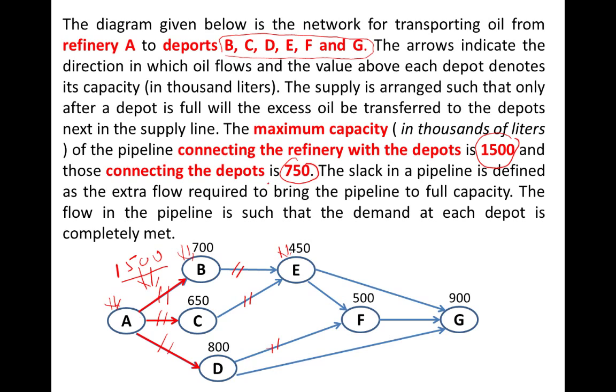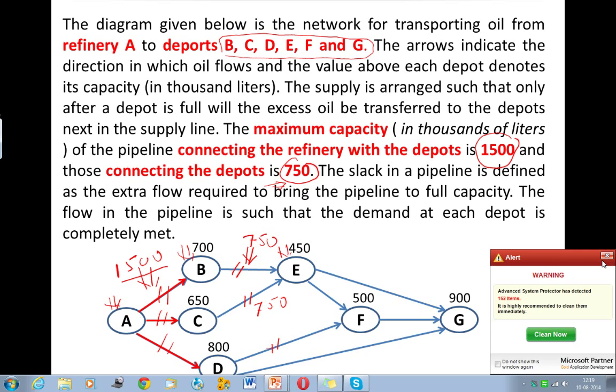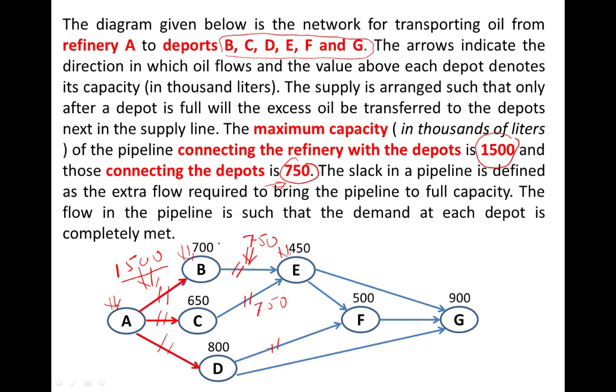Whereas this 750 is the capacity of the pipeline connecting depots. That means this pipeline B to E, which connects depots, its capacity is 750. Same way the pipeline connecting C to E, this capacity is 750. So all these pipelines which are connecting one depot to another depot, its capacity is 750.